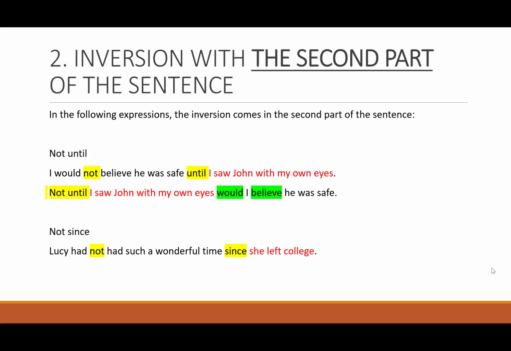For the very first thing you have to do, you take the adverbial and put it at the beginning of the sentence, not since. Then you take the second part of the sentence, Lucy left college. Then you put the first part of the sentence into interrogative pattern. Had she had such a wonderful time?